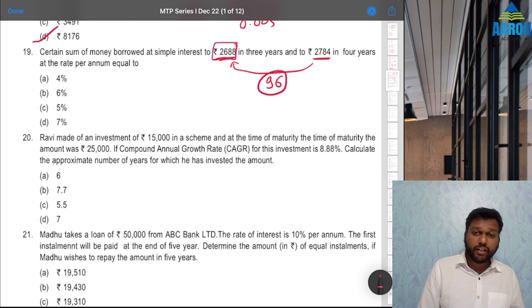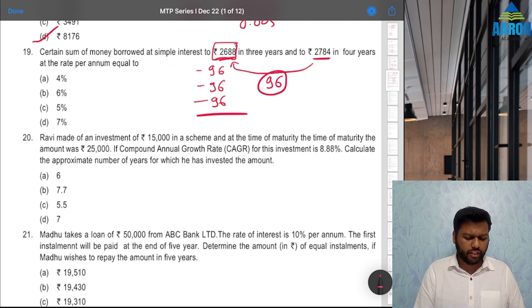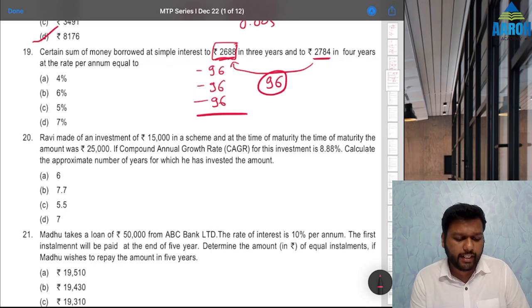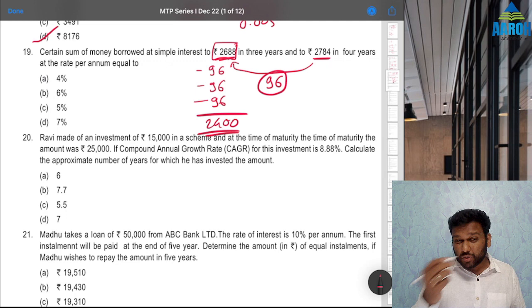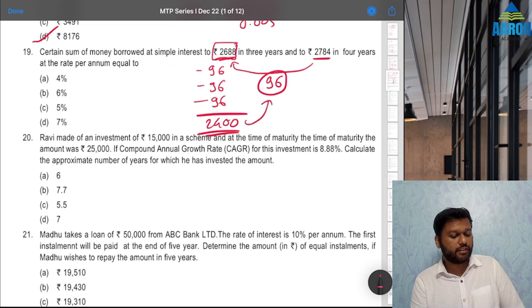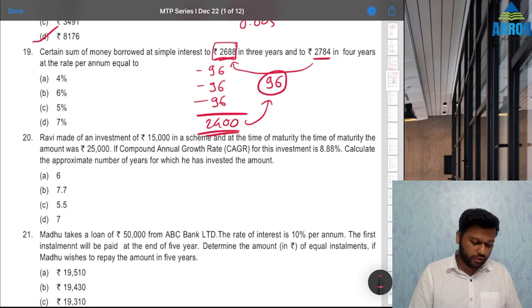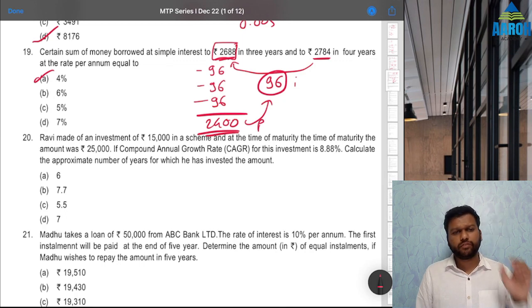So this amount is after 3 years. Let's deduct 96 for the third year, second year, first year. This will give us our principal because we are deducting simple interest. So 2688 minus 96 minus 96 minus 96. So principal is 2400. On 2400 rupees we are getting 96 interest. So what is the percentage interest? 96 by 2400, that is 0.04 or 4%. Option A.